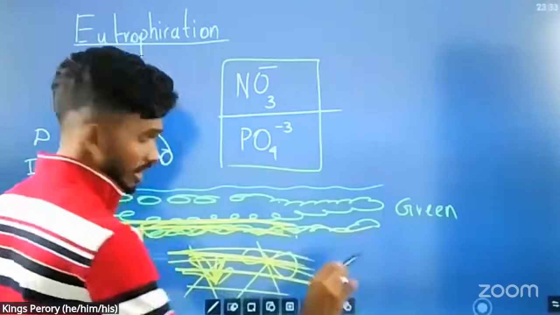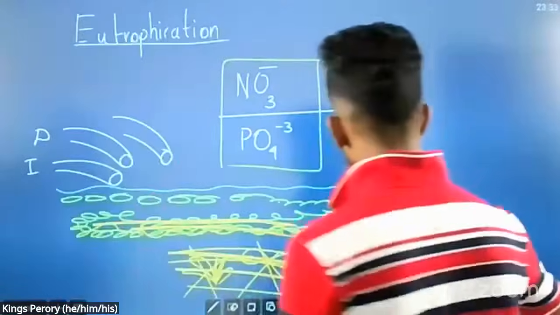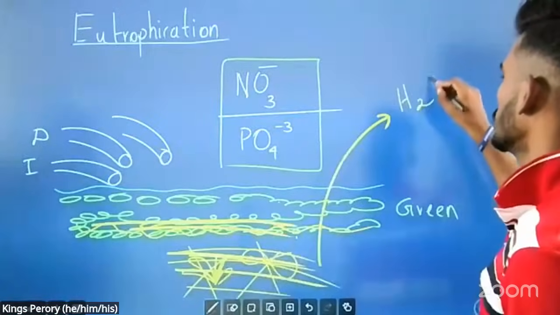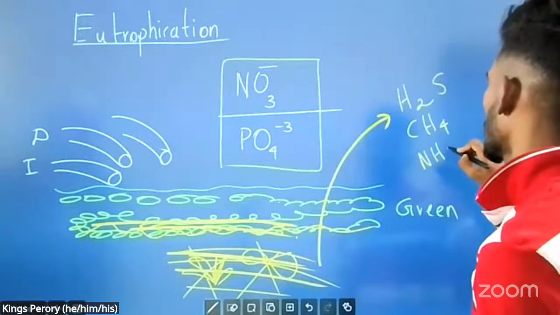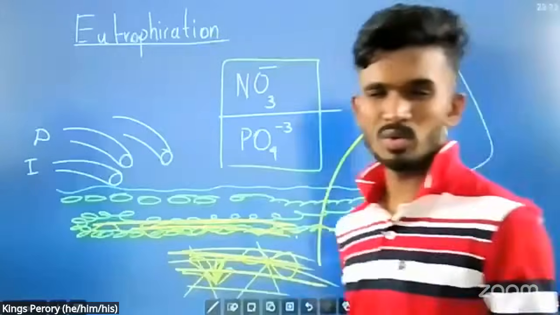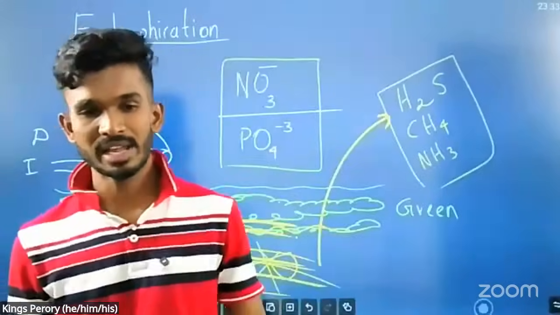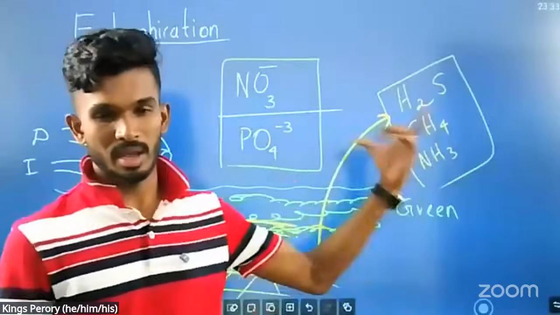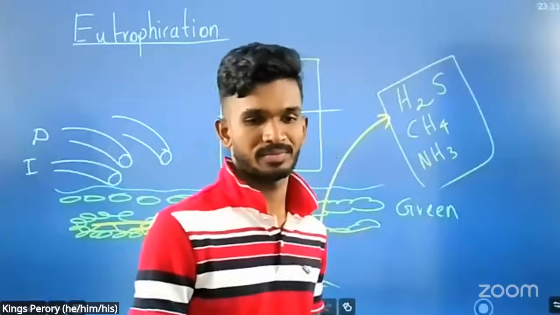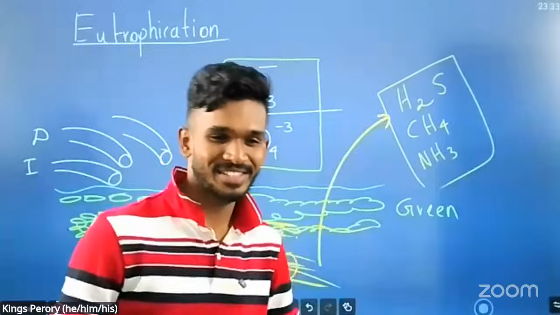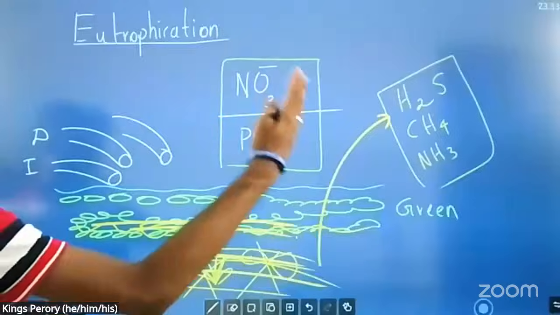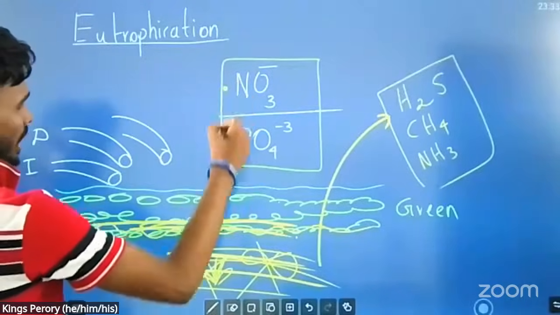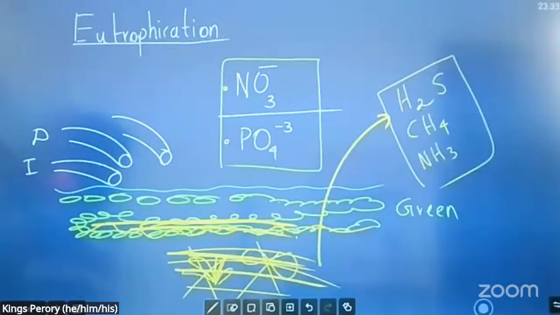Once all of them die, due to decomposition, hydrogen sulfide gas gets released. Methane gas gets released. Ammonia gas gets released. They give a beautiful smell. That is why from rivers you get nice, beautiful smells. That's because of eutrophication. Now tell me, eutrophication is due to what two ions? Nitrate and phosphate.